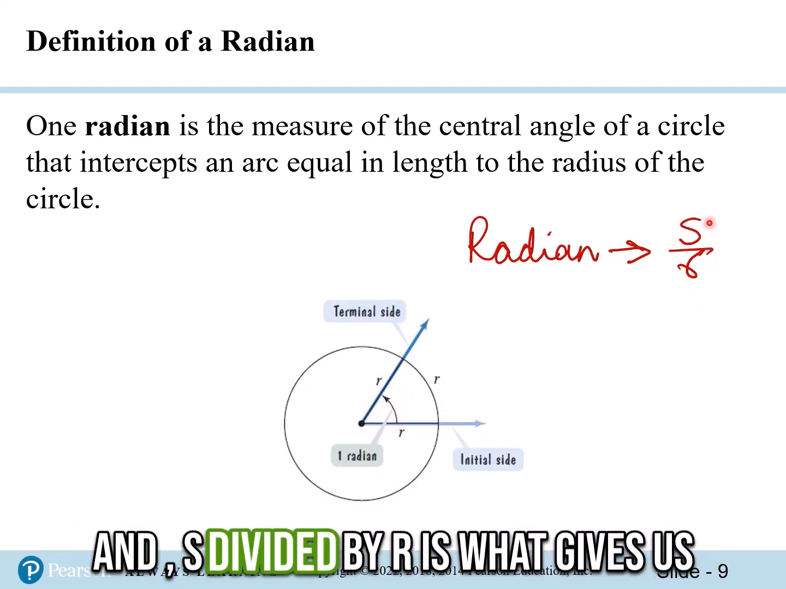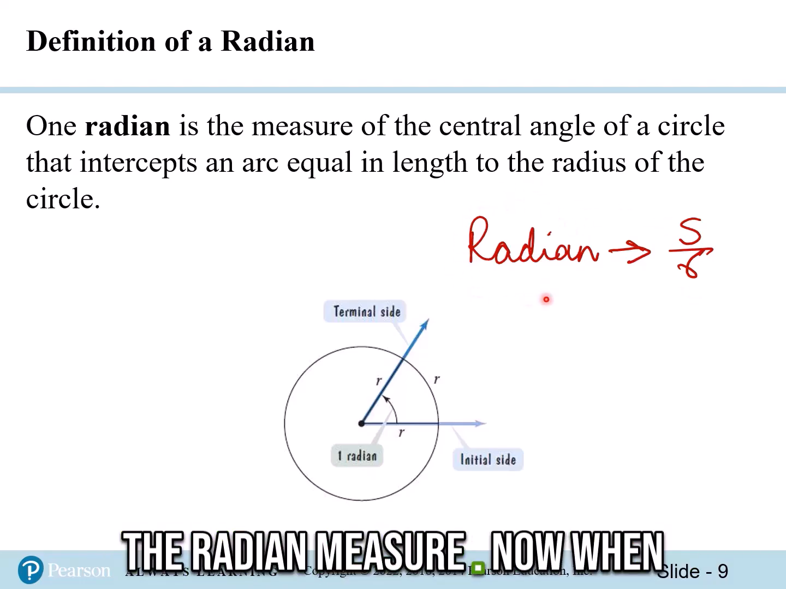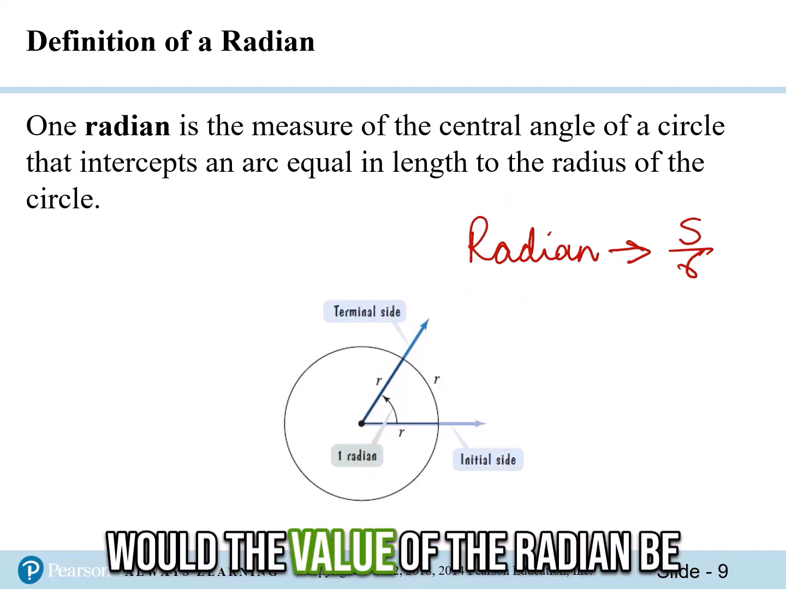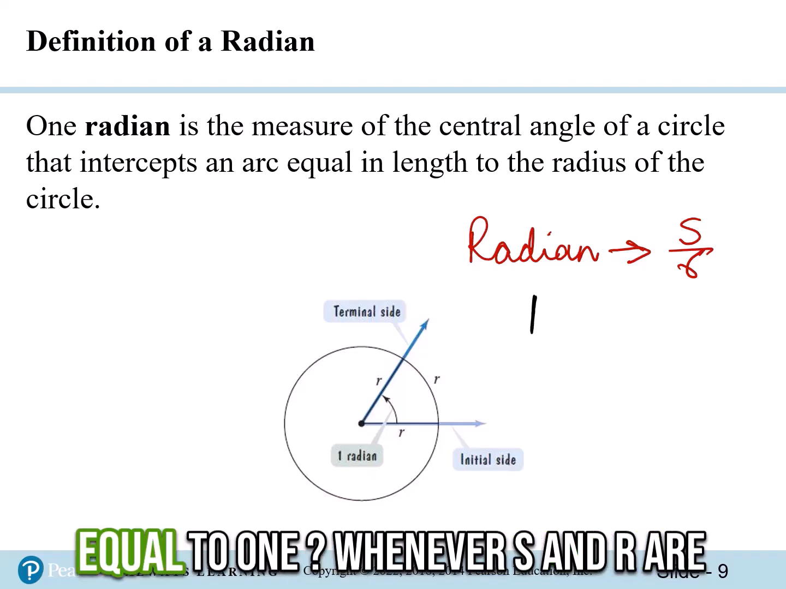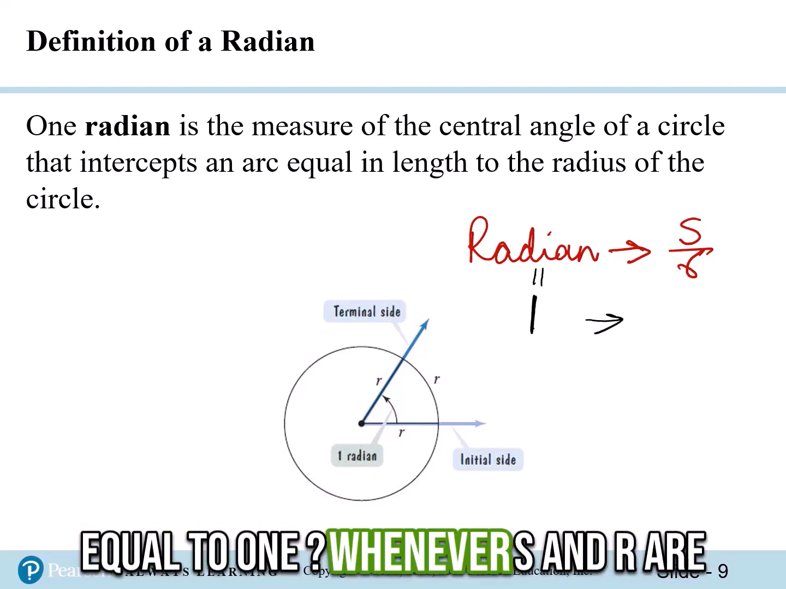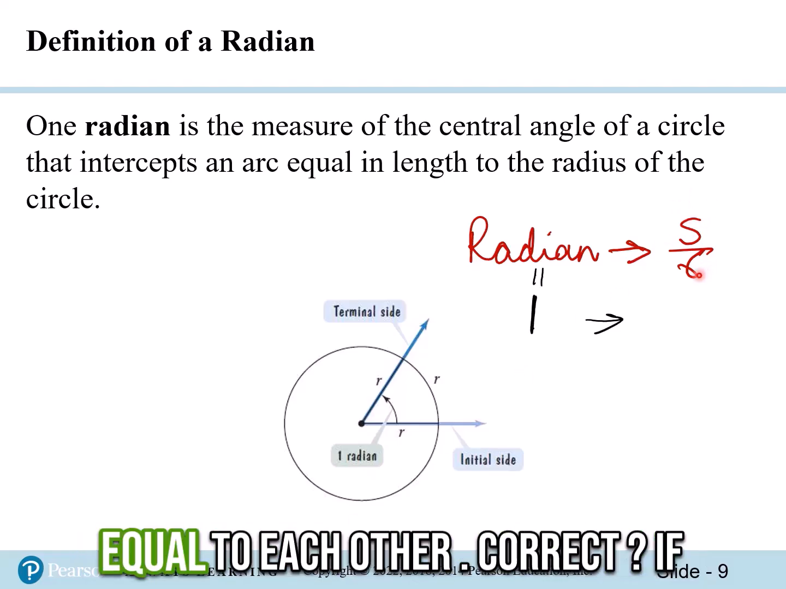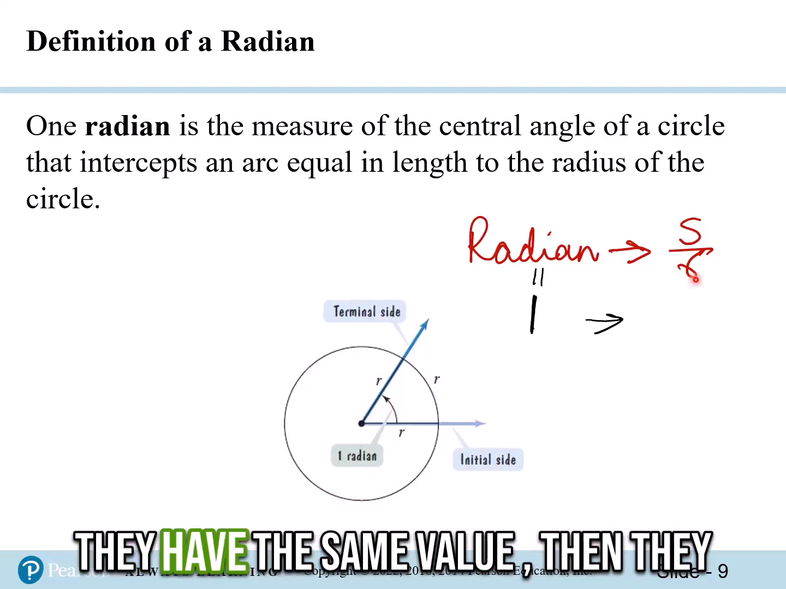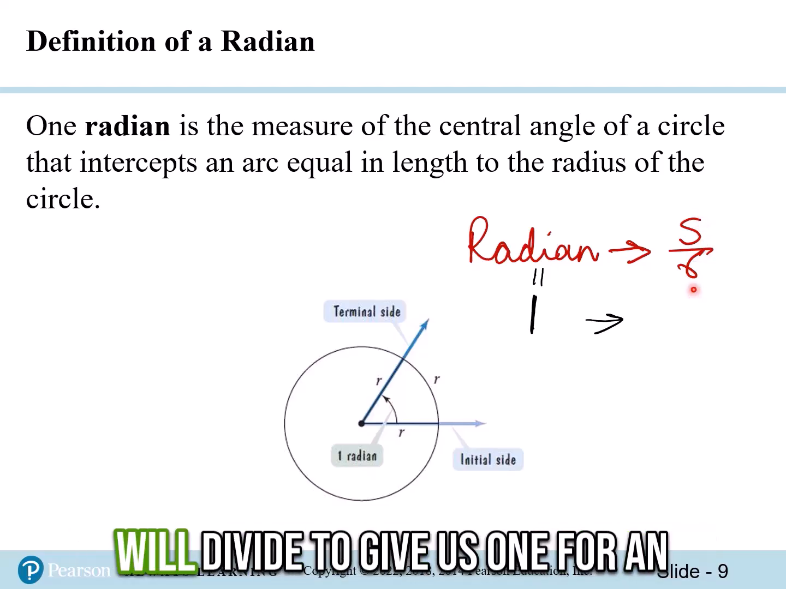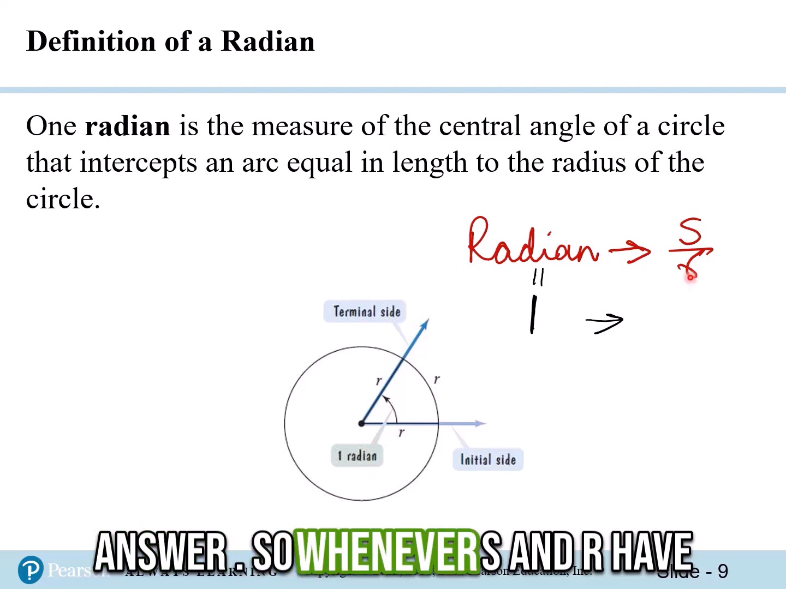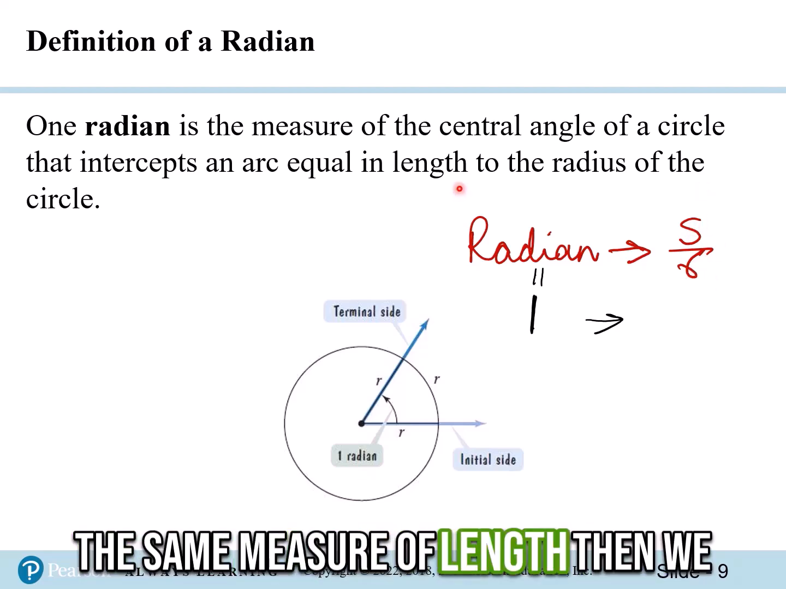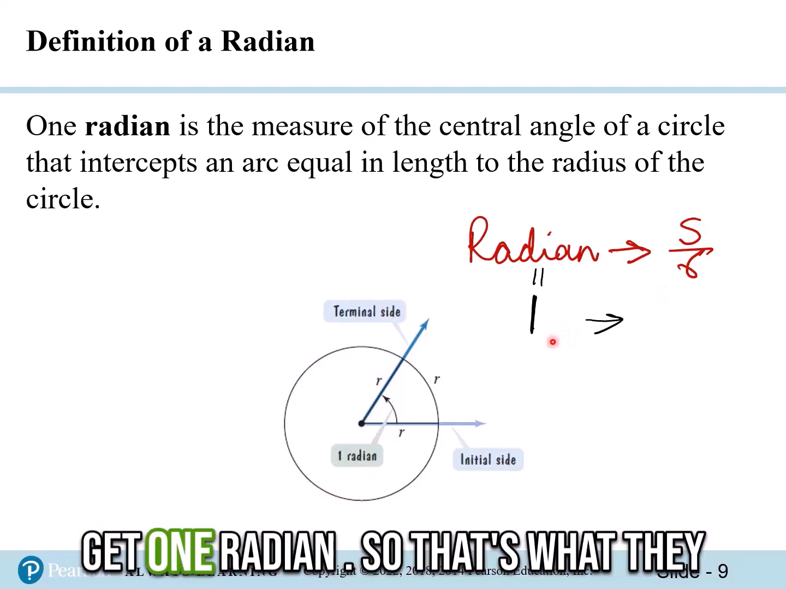And S divided by R is what gives us the radian measure. Now, when would the value of the radian be equal to 1? Whenever S and R are equal to each other, correct? If they have the same value, then they will divide to give us 1 for an answer. So whenever S and R have the same measure of length, then we get 1 radian.